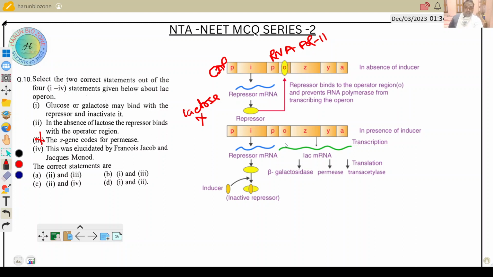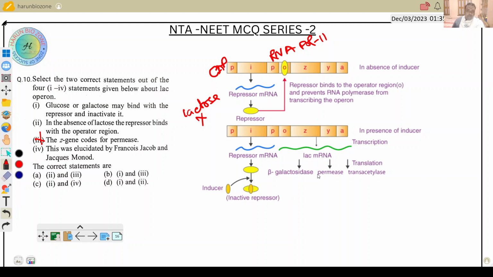But when the lactose is present, lactose is called inducer. So this operon is called inducible operon. So here lactose binds with the repressor and the repressor becomes inactive. So the repressor does not bind with the operator region, and when it does not bind the operator region, the RNA polymerase present in P region or promoter region easily moves from here to this region. So the transcription and translation of Z, Y, A structural genes occur.